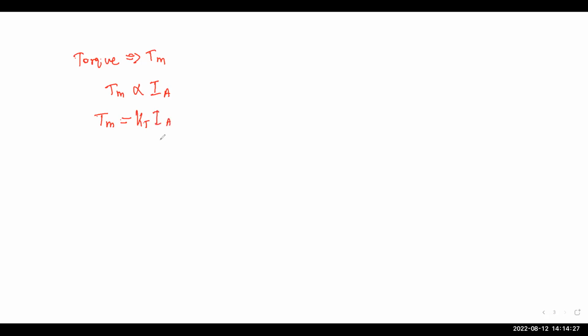So if we plot this, it's in the form of y equals mx, right? So we have Tm on the y side, and we have Ia, and the gradient of Kt is going to be here, right? So this is going to be the form. This is going to be Kt.